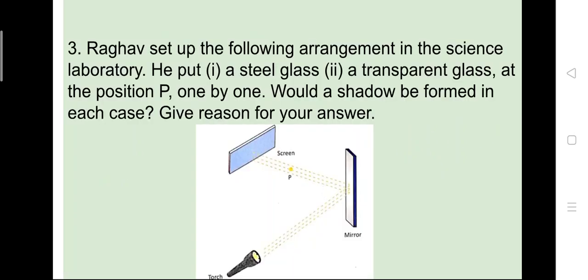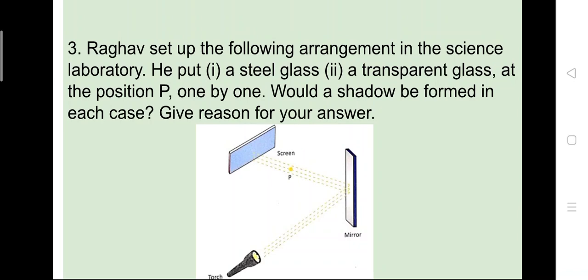Next question is Raghav set up the following arrangement in the science laboratory. This arrangement is given in the book. He put first a steel glass and second a transparent glass at the position P. So P is given here, you can see in this picture one by one. Would a shadow be formed in each case? Give reason for your answer.